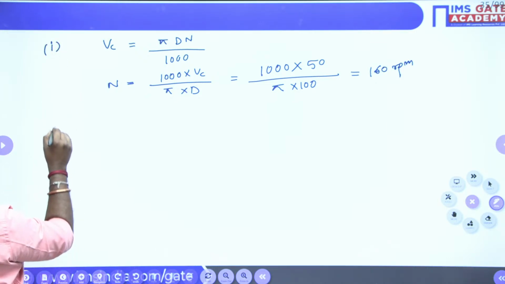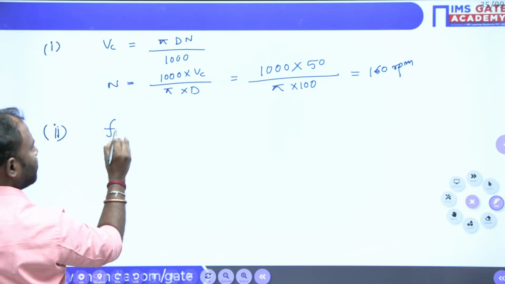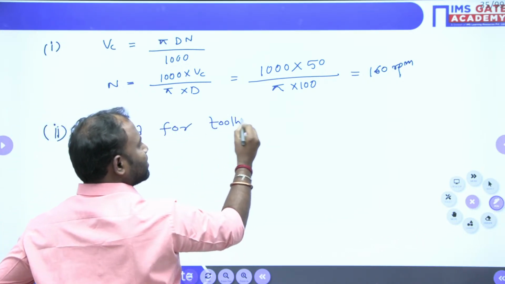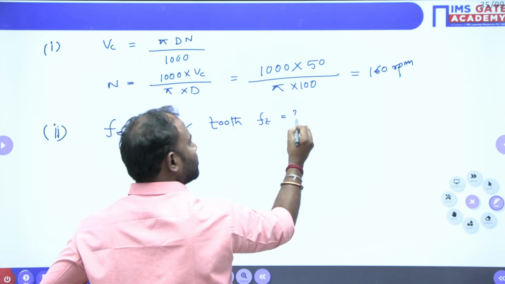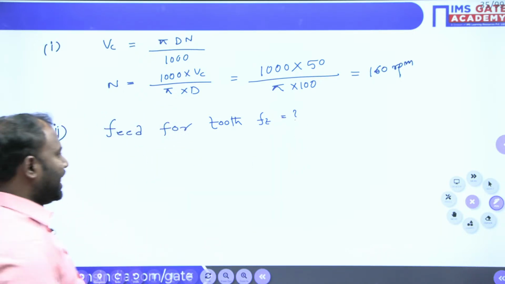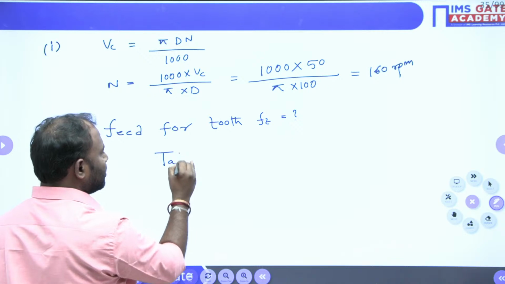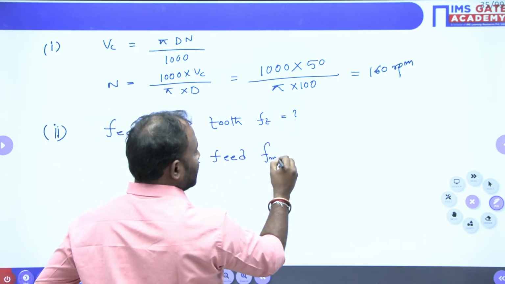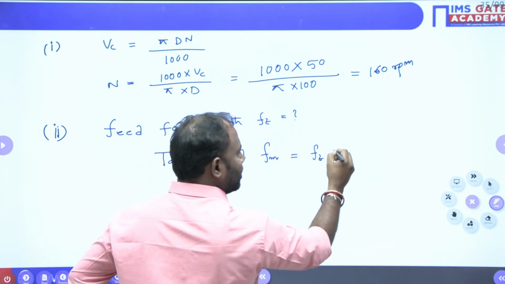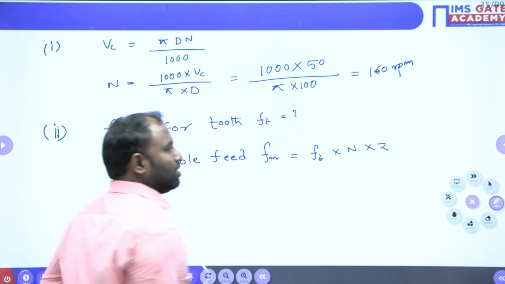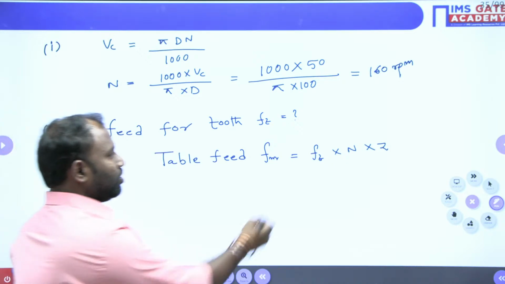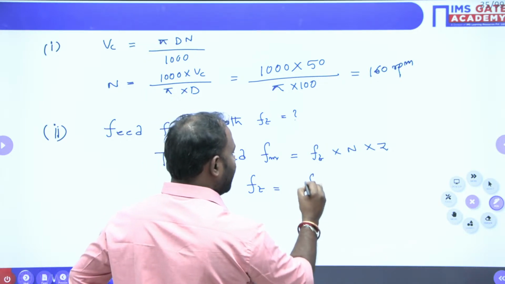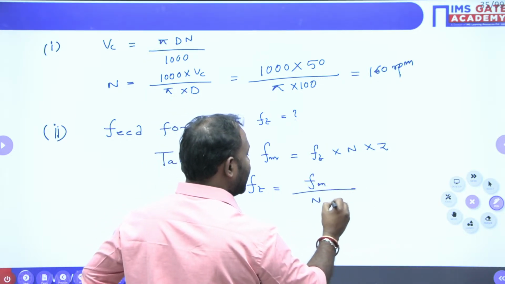Next, the second one is feed per tooth, that is FT, we have to find. As we know, the table speed or table feed FM equals FT into N into Z. From there we require FT, so FT equals FM divided by N into Z.